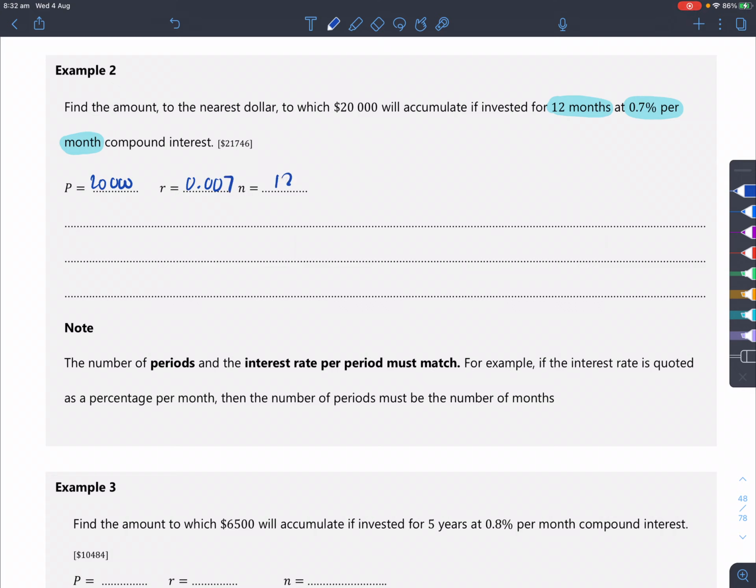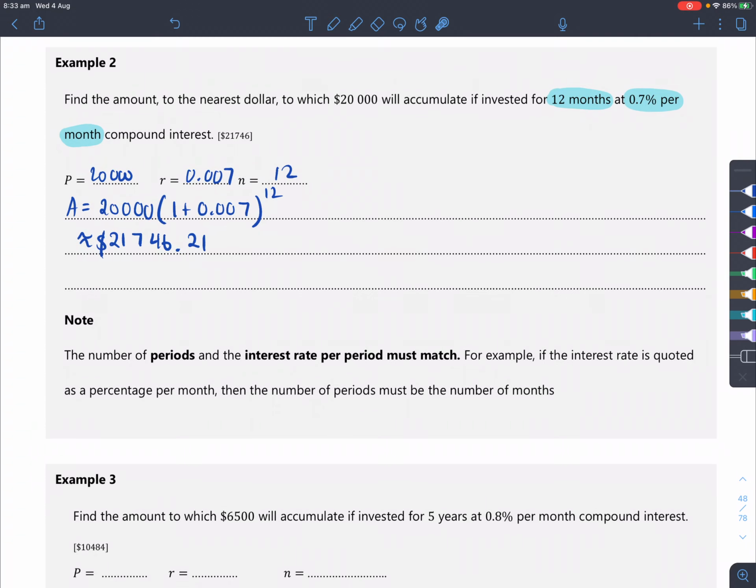And n is 12. So using our formula, we have 20,000 at the beginning, 1 plus 0.007, but raise that to the power of 12. Okay? So 20,000 times 1 plus 0.007 to the power of 12 in my calculator gives me approximately 21,746 and 21 cents. Okay? That's 2 decimal places. All right.